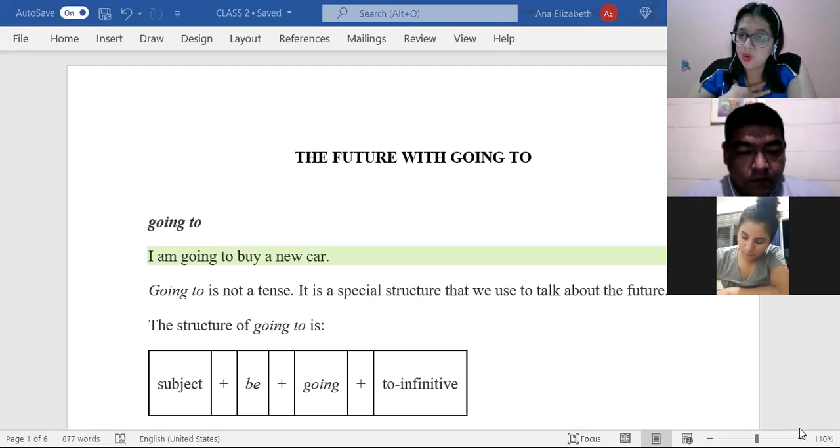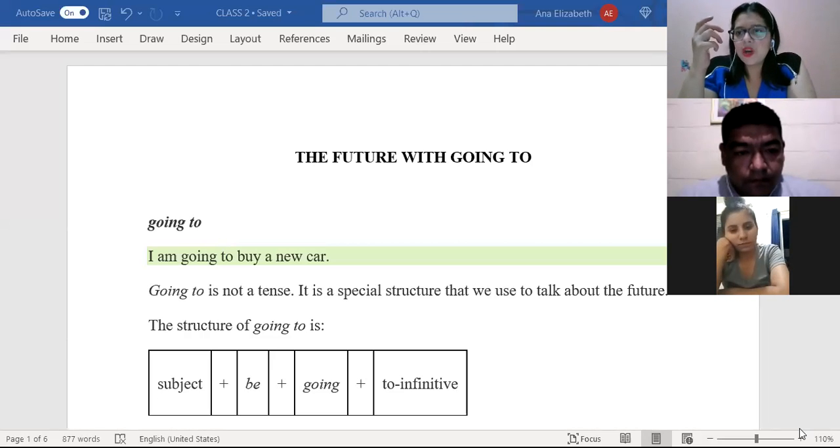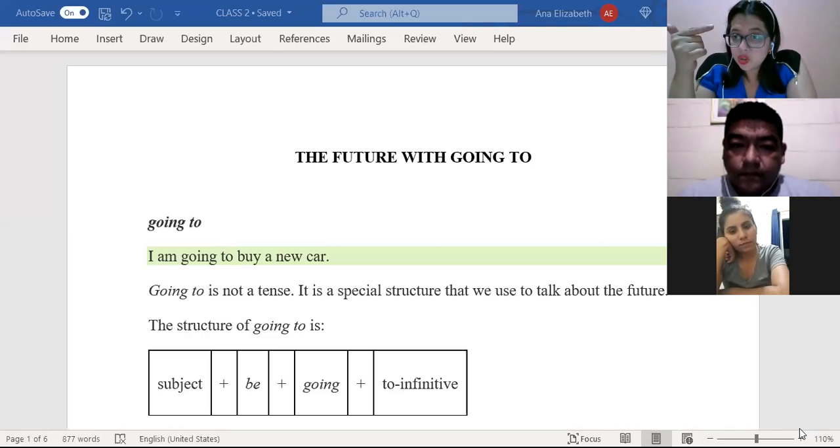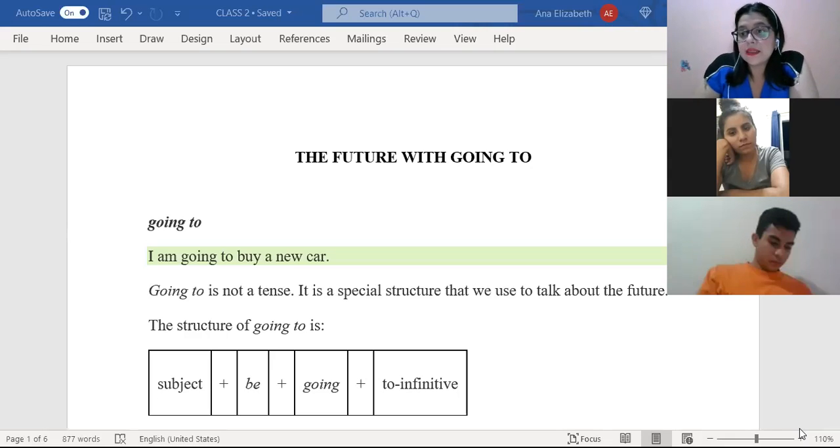Utilizamos el going to para futuro, pero cuando yo estoy segura de algo. For example, Jorge, imagino que tiene planes para la otra semana. Supongamos que tiene un plan. Entonces ahí utilizamos el going to, ¿por qué? Porque es la next week, that means that is in the future, ¿ok? La siguiente semana estamos hablando del futuro.